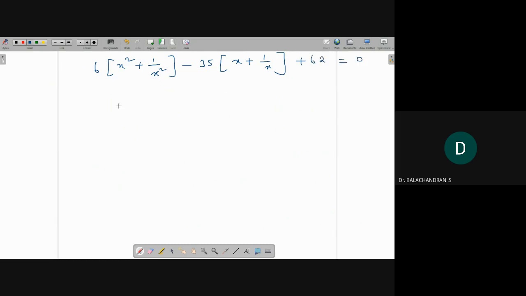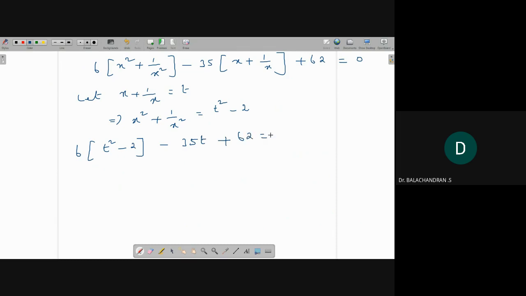So let us take x plus 1 by x is equal to t. So this implies x square plus 1 by x square equal to t square minus 2. So 6 into t square minus 2, minus 35t plus 62 equal to 0. Okay, 6t square minus 35t minus 12 plus 62 equal to 0.